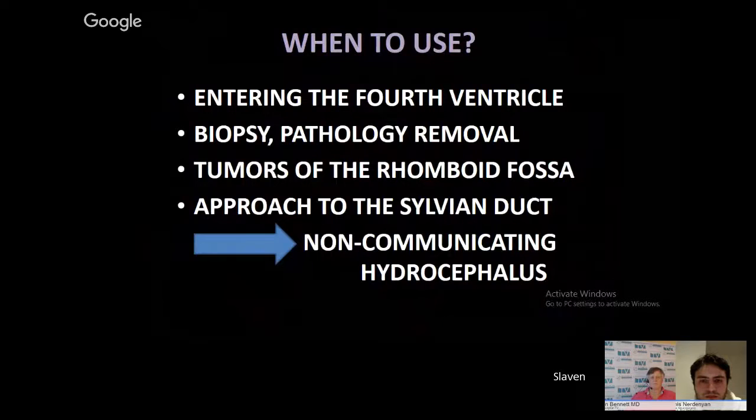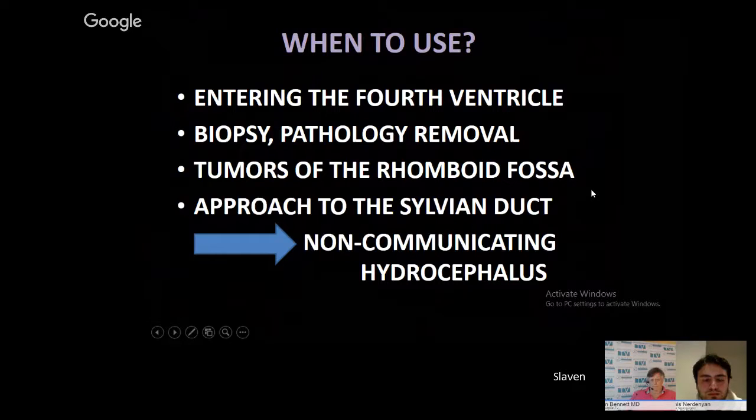So when will you use this approach basically? You will use it when you want to enter the fourth ventricle without the risk to injure important neuroanatomical structures. And of these structures, the most important ones are the cerebellar tissue. Then you can also use it for biopsy and pathology removal in this area. You can use it to operate on the tumors of the rhomboid fossa.